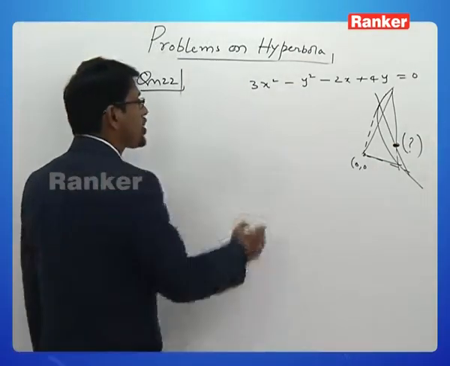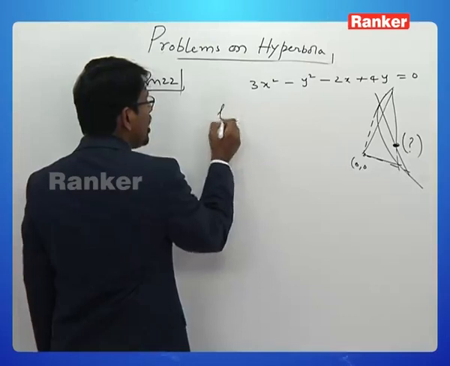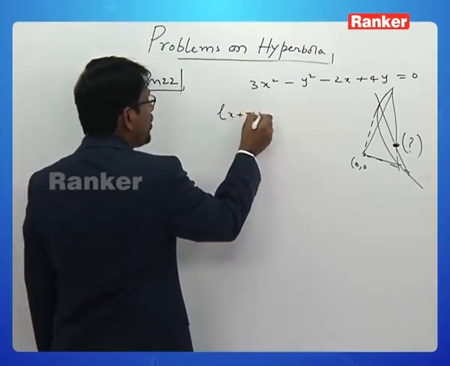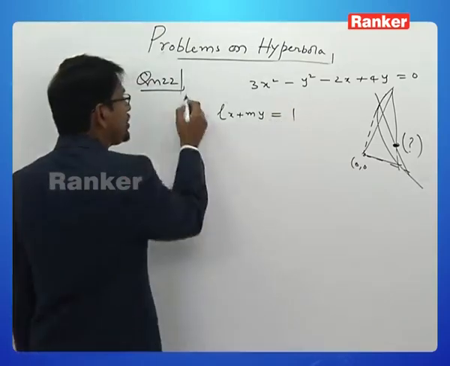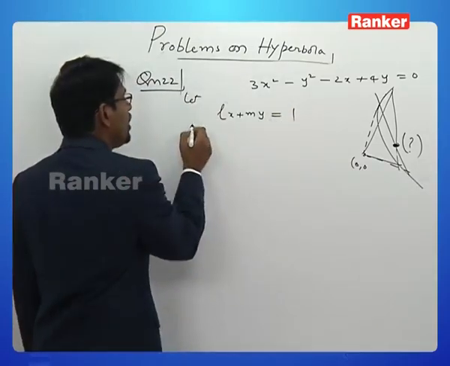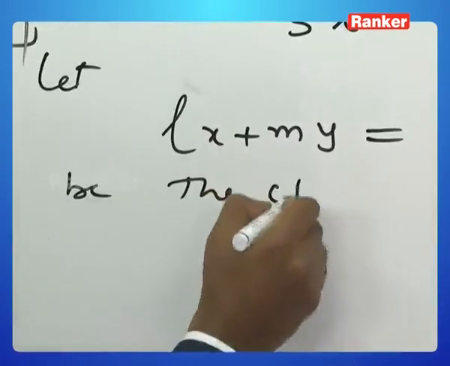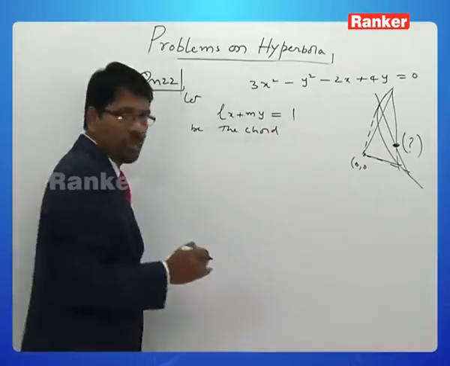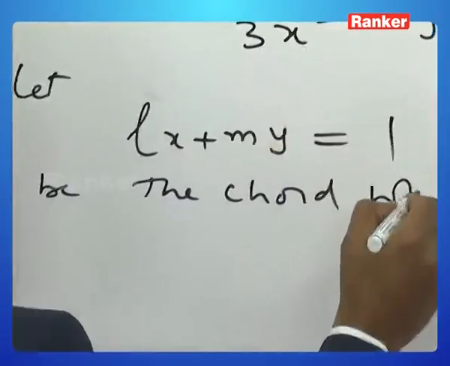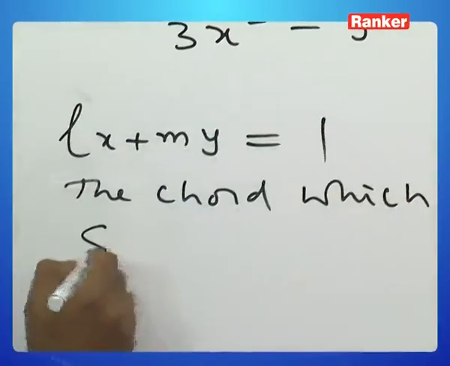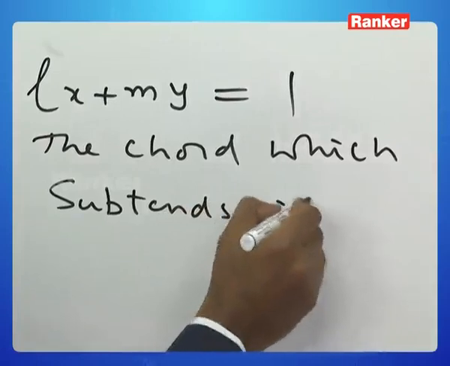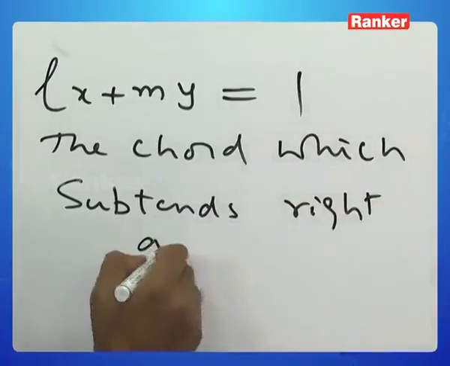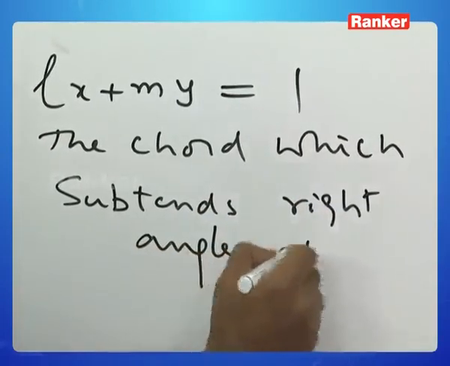So what I do is, I will take the chord which subtends a right angle to be Lx plus My equal to 1. Let Lx plus My equal to 1 be the equation of the chord which subtends a right angle at the origin.